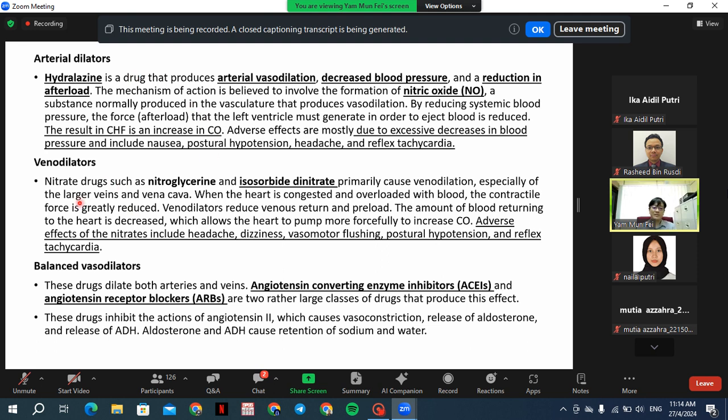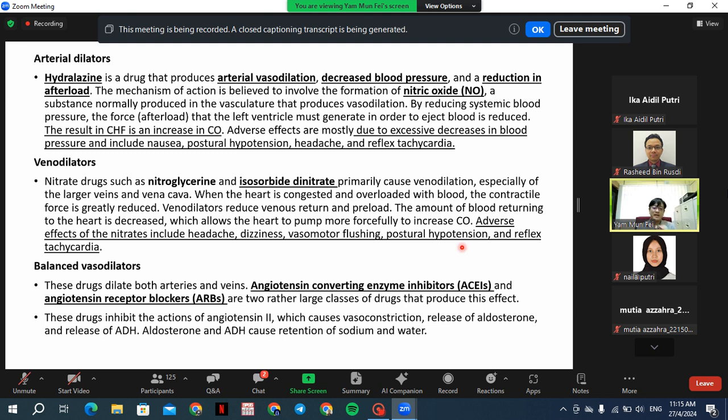Okay, we go to nitrate. Nitrate, just now I discussed, is mostly focused on your venous side. So sometimes they call it a venodilator, even though they have some effect on arteries as well. But generally we consider it a venodilator. The side effects of nitrates, either nitroglycerin or isosorbide dinitrate or mononitrate, are headache, dizziness, vasomotor flushing, postural hypotension, and reflex tachycardia as well.